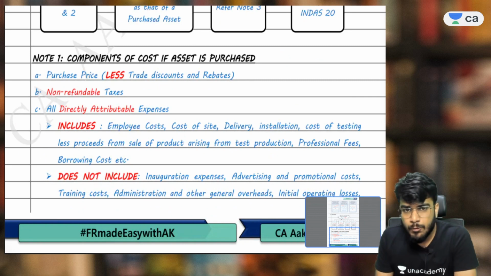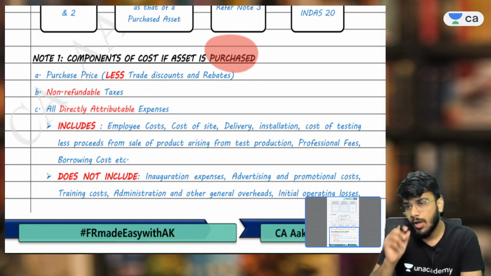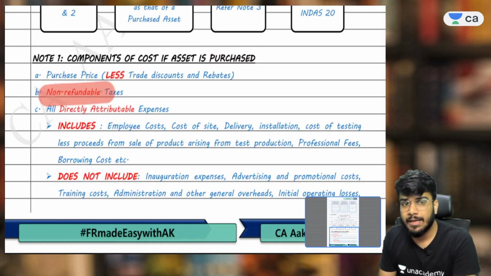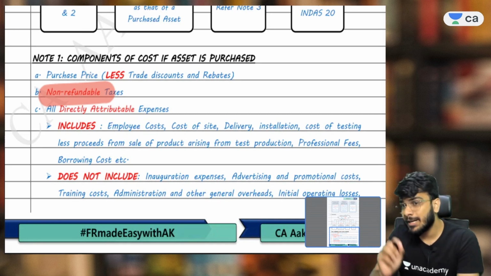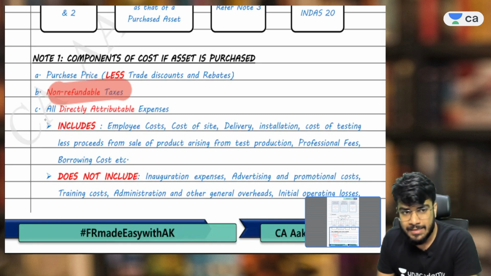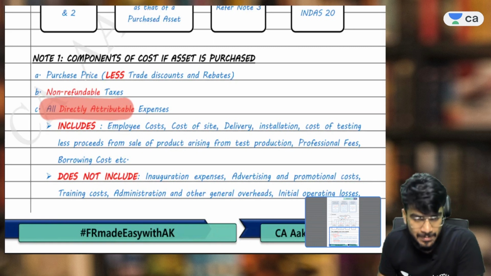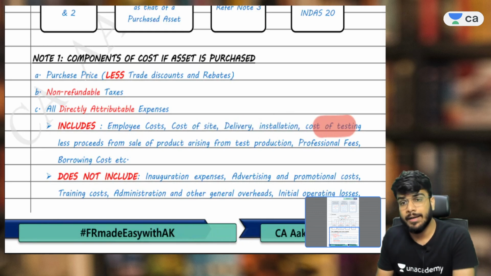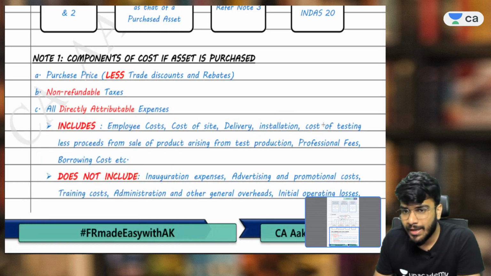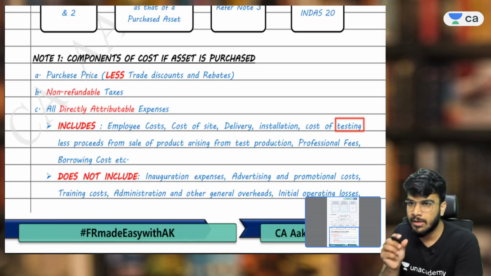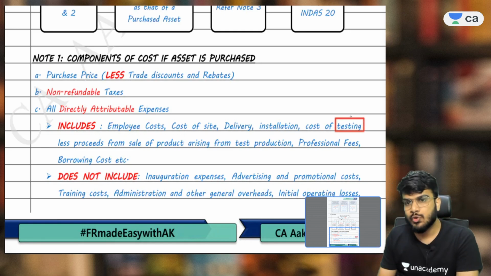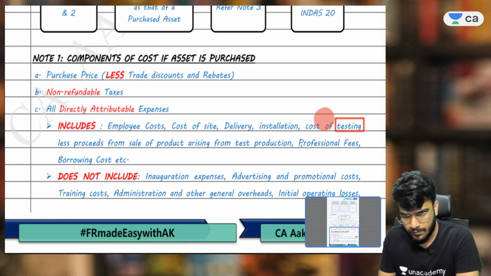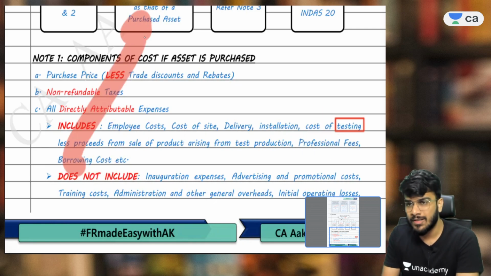First of all, if you purchase a certain property, plant and equipment, what will be the components of cost? First will be purchase price less any trade discount and rebates. Next, any non-refundable taxes. That means any refundable taxes are to be excluded. Then all the directly attributable expenses, which include items like employee cost, cost of site delivery, installation, cost of testing, right? But while conducting a test run, you might earn certain income from the testing proceeds. If you earn any temporary income while testing, you need to deduct such income from the cost of testing. Professional fees and borrowing cost if it is a qualifying asset, right?